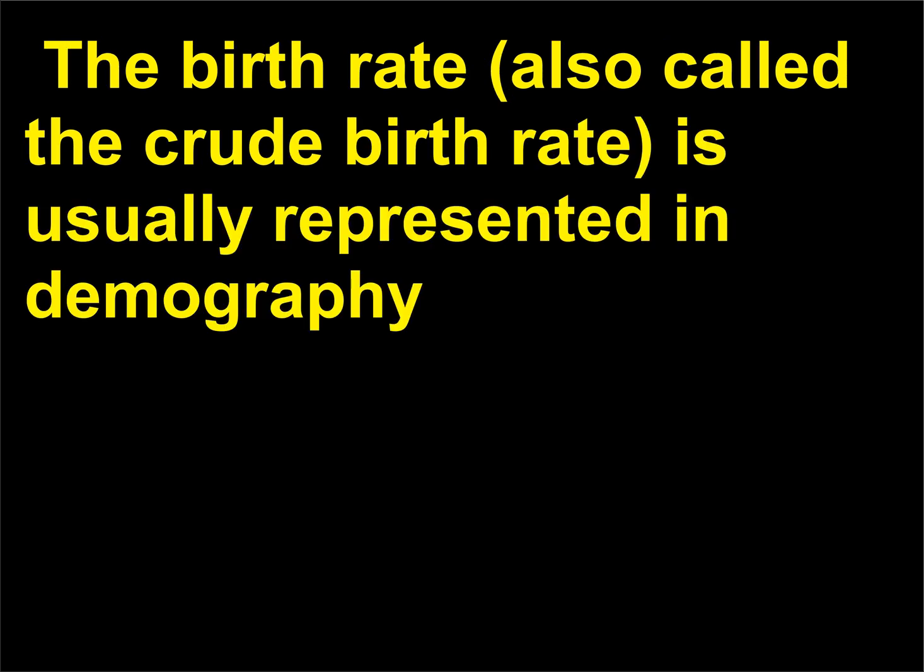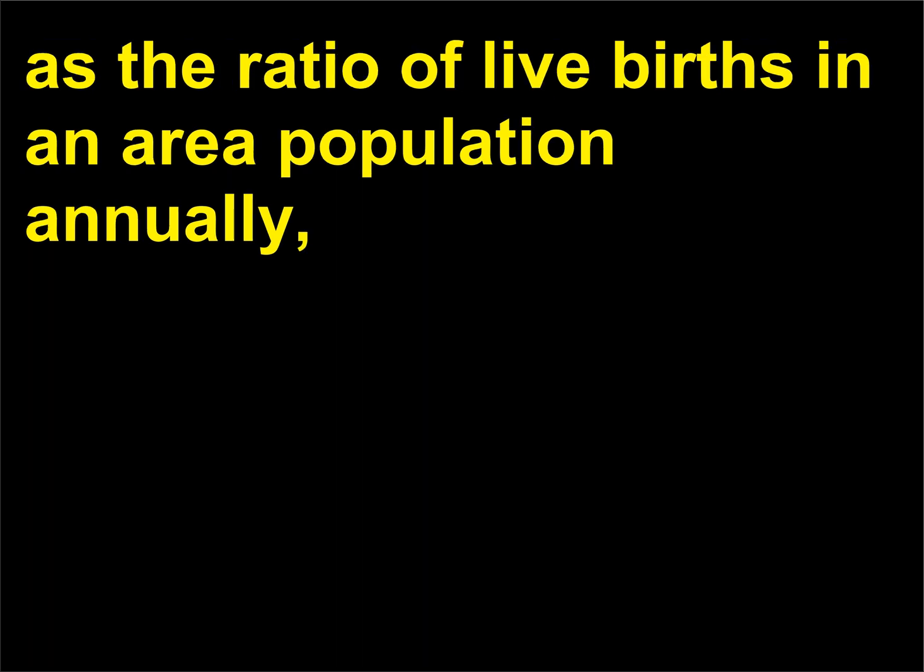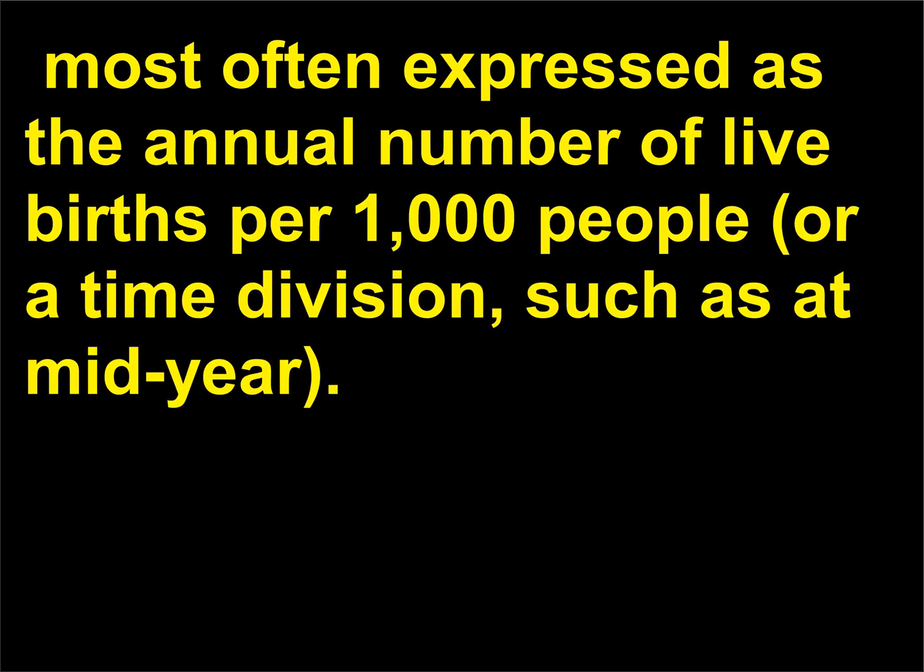The birth rate, also called the crude birth rate, is usually represented in demography as the ratio of live births in an area to the population annually. It is most often expressed as the annual number of live births per 1,000 people, or over a time division, such as at mid-year.